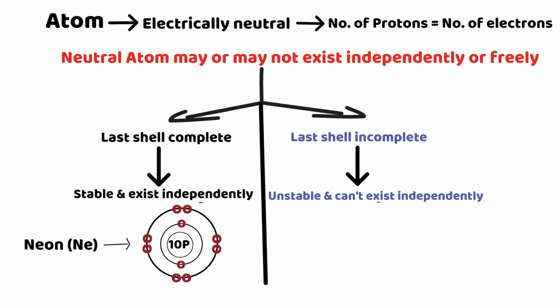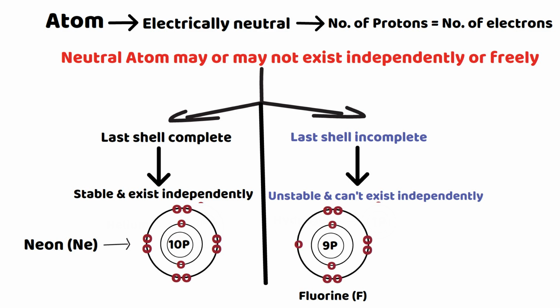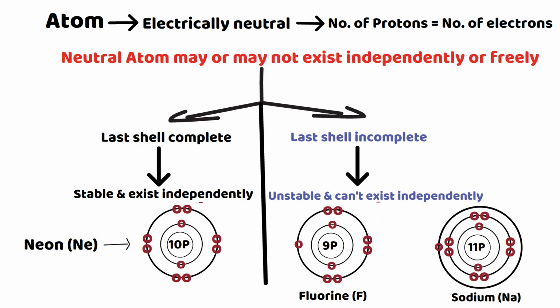Now if we see an atom of fluorine with atomic number 9 and electronic configuration 2, 7, we can say fluorine is unstable due to an incomplete valence or last shell. Also, an atom of sodium is unstable as its electronic configuration is 2, 8, 1. The last shell of sodium is incomplete, so it can't exist freely.